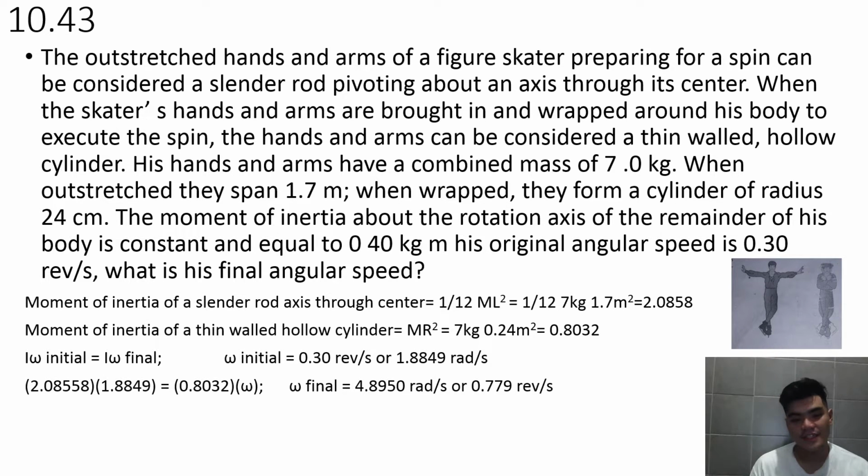1.8849 rad/s. Plugging it into the relation that moment of inertia times initial angular velocity equals moment of inertia times final angular velocity, we will get that the final angular velocity is 4.8950 rad/s or 0.779 revs per second, which is an improvement over his original angular speed.